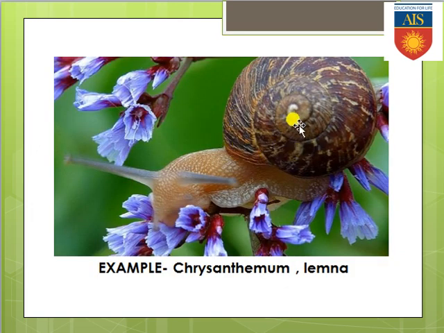Coming to the figure, here you can see this is the snail, and it has come to a purple colored flower, and this flower's pollination is commonly happening by this specific mollusk organism. For example, you can see Chrysanthemum, Lemna. These are the plants which are commonly pollinated by the help of mollusk organisms.